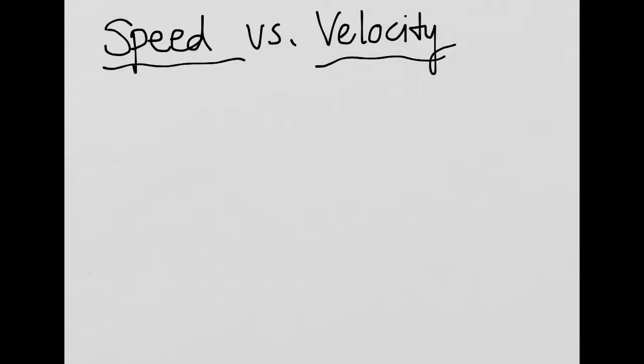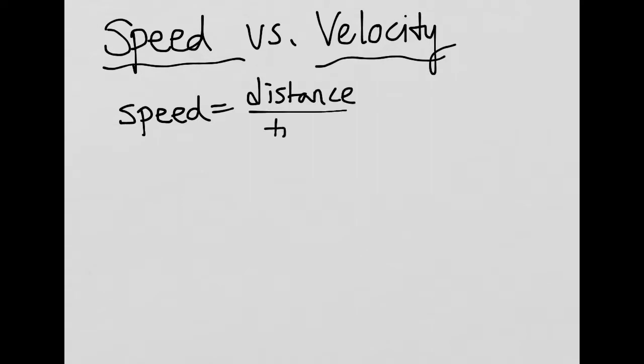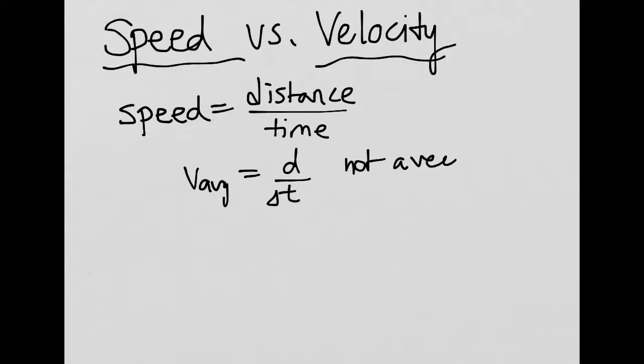Another important distinction in physics is speed versus velocity. Speed is defined as an object's total distance over the time it takes to travel that distance. So our equation looks like this. Okay, and it's pretty straightforward. This is not a vector, so it does not require direction.